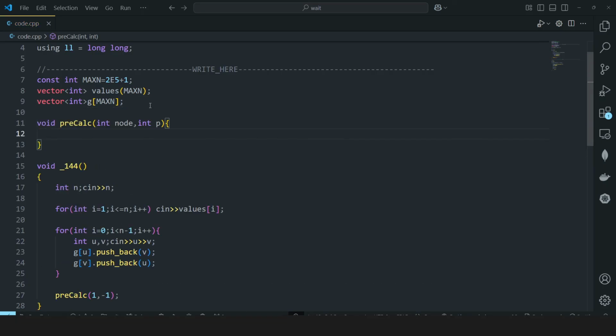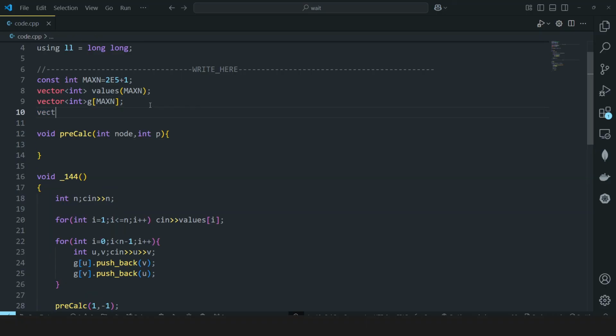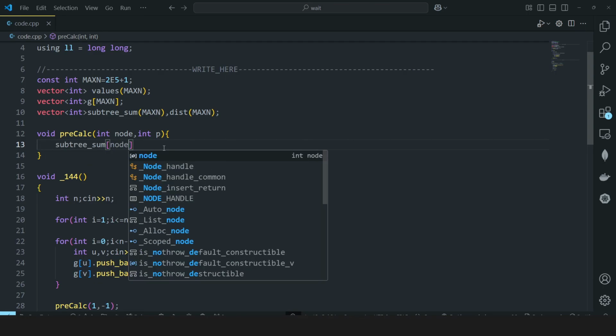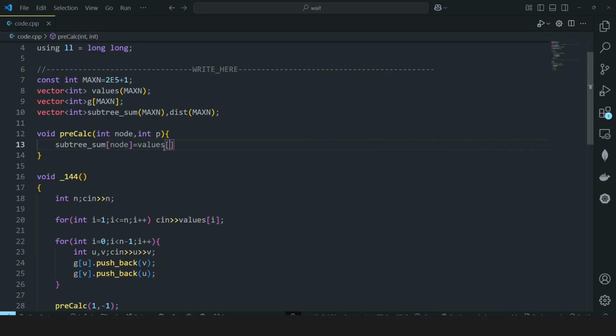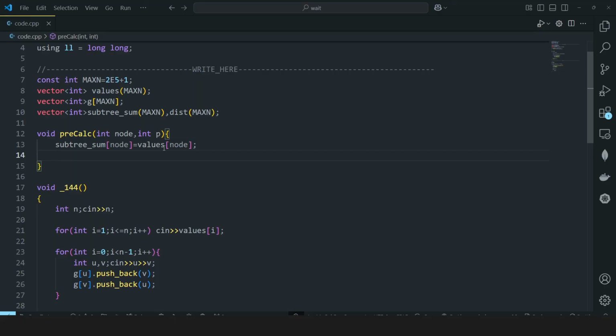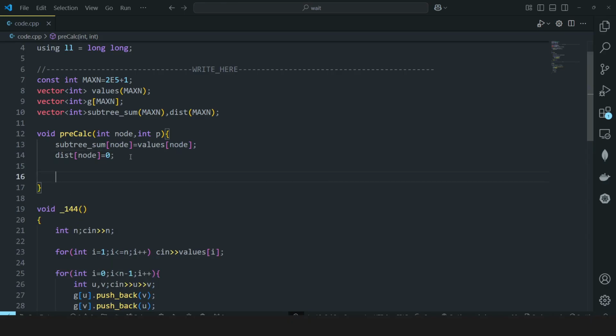And now let me write down this pre-calculation. What I said is to maintain 2 arrays every time, and it will also be of size maxn only. Similarly, there will be another array, since it is storing the distance, so let's name it distance, and it will also be of size maxn only. I also told you that initially the subtree sum for every vertex would be equal to whatever value is present in it, right? Sum for this current node would be equal to the value present in this node. And also the distance for every node would be 0 initially.